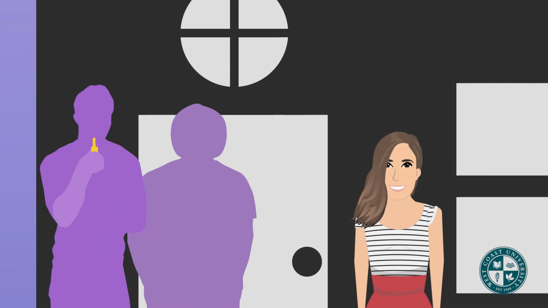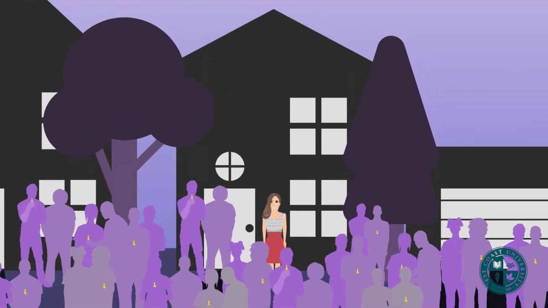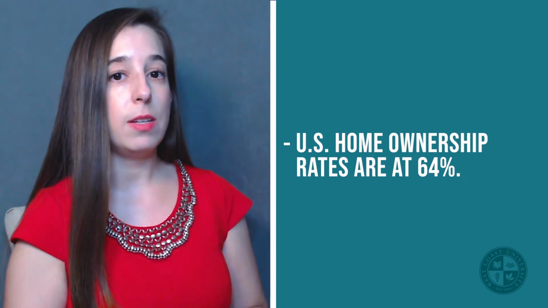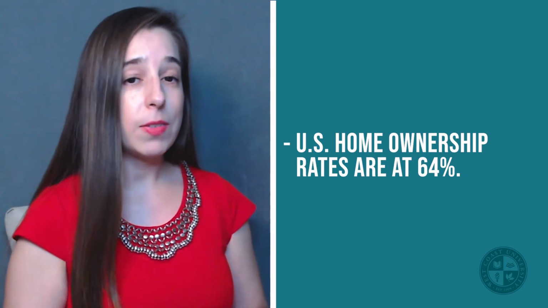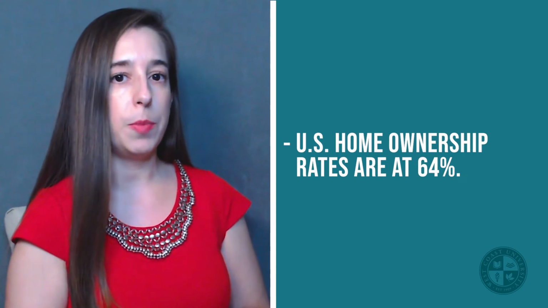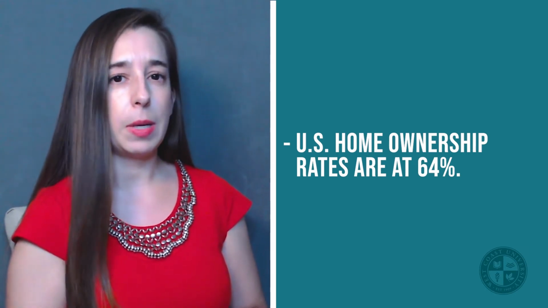Let's try one more. Many people are homeowners. Well, how many is many? So let's try this version instead. US home ownership rates are at 64%. Now I have specific data and I might read that and think, oh, 64%, that's quite a lot of people. Or I might read it and think 64%, I was expecting that to be higher. So it really is relative, which is why the word many is too vague to use in formal writing.